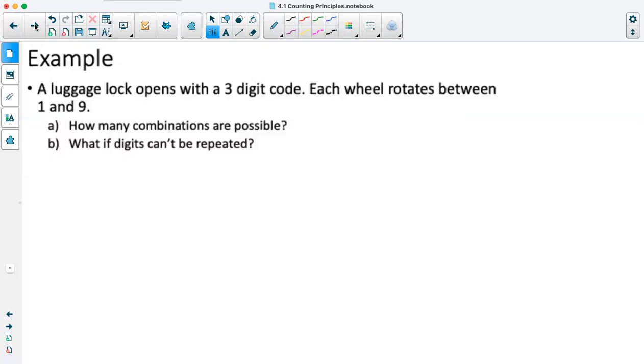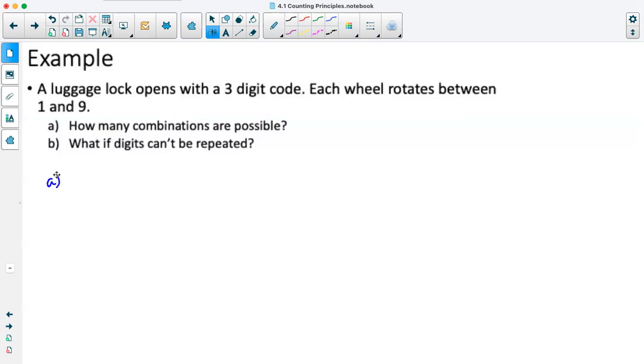So we'll look at an example. A luggage lock opens with a 3-digit code. Each wheel rotates between 1 and 9. We want to know how many combinations are possible, and how many combinations would be possible if we can't repeat a digit.